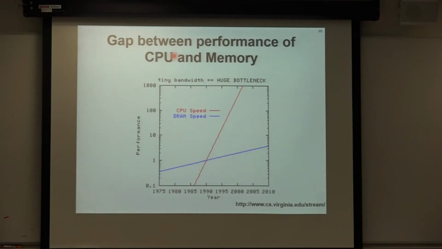This is a very famous figure, which you can find on the homepage by John. It shows the gap between the performance of the CPU and memory. The red part is the CPU speed, and the blue part, DRAM speed, is the speed of the memory. Up to the early 90s, CPU speed was rather slower than memory speed, but now CPU speed is much faster than DRAM speed, and this gap is getting larger and larger. Because the memory speed is not so fast, memory cannot provide enough data to the CPU. Because of that, we cannot get higher performance on memory-bound applications.